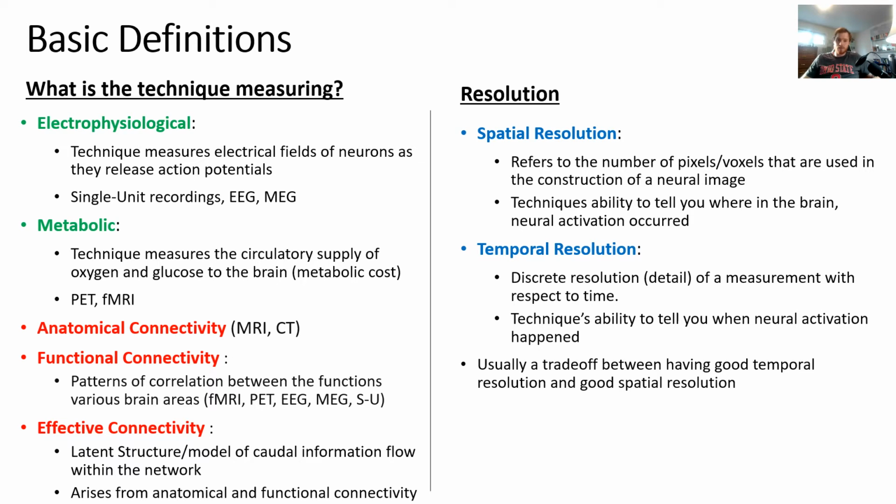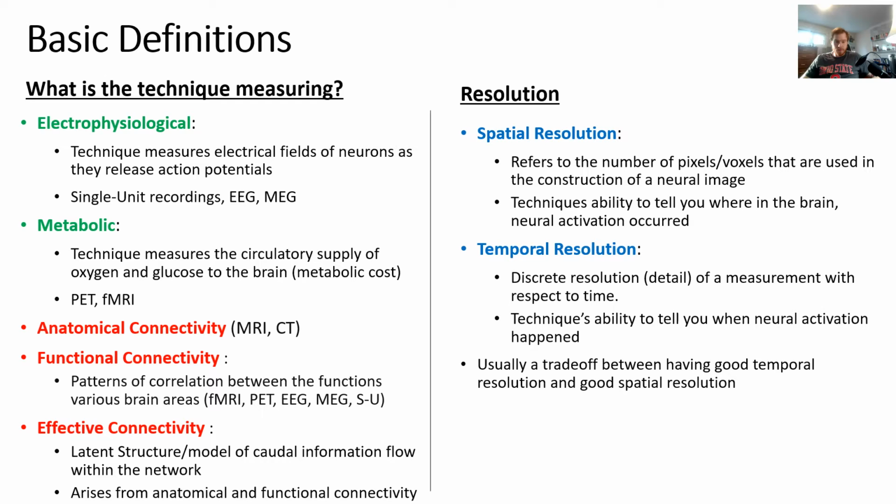We must first ask, what is the technique measuring? There are electrophysiological techniques that measure electric fields of neurons as they release action potentials, and examples of these are single unit recordings, EEGs, and MEGs. There are also metabolic techniques that measure the circulatory supply of oxygen and glucose to the brain, more so measuring the metabolic cost. Examples of these techniques are PET scans and fMRIs.